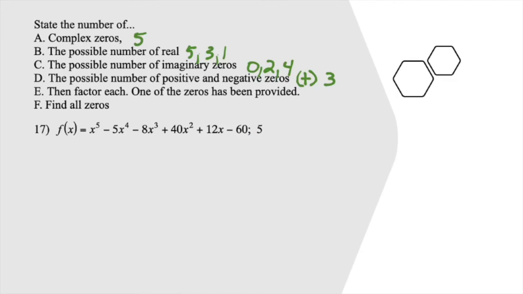All right, can we factor by grouping at all?